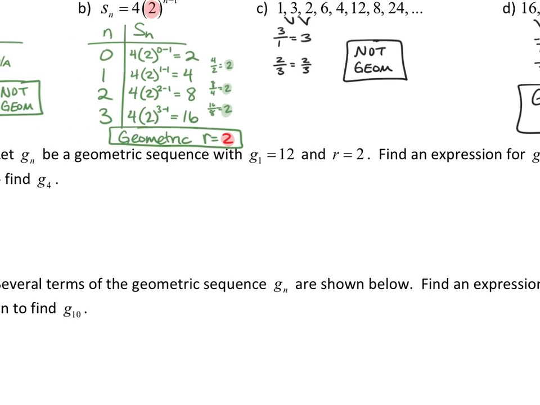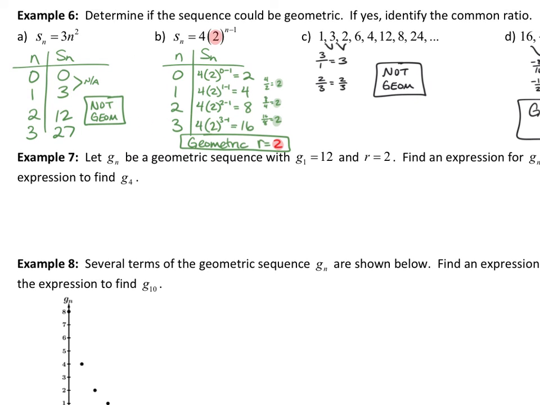All right, number 7. Let G sub n be a geometric sequence with G sub 1 equal to 12 and R equal to 2. Find an expression for G sub n and use the expression to find G sub 4. Sounds really familiar, but this time we're doing it not with arithmetic, but with geometric sequences. Okay? We are given essentially a coordinate point and your common ratio, which means we're going to want to fill in the equation G sub n equal to G sub k times R to the n minus k power, because we weren't given the initial value.